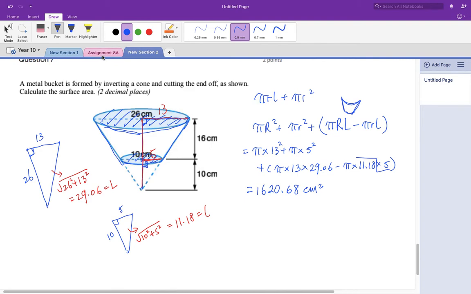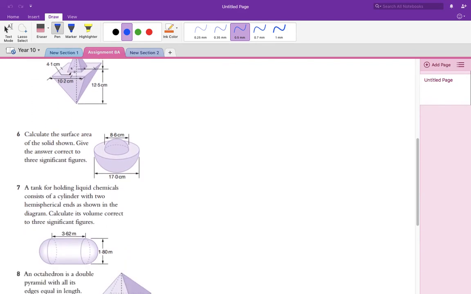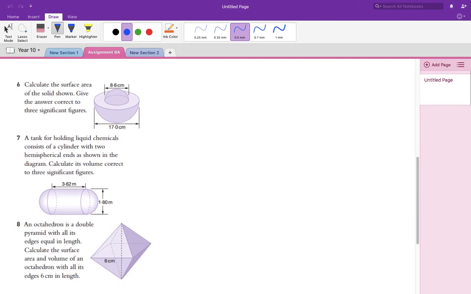And let's look at just a few questions from assignment 8A. I think, so some of you asked me how to do question 6. For question 6, you have 2 hemispheres plus the ring, right? For the 2 hemispheres, it's straightforward, 2 pi r squared plus 2 pi r squared. Now, for this shaded area, this is a ring. So you just have to find the area difference between these two circles. And notice the smaller one has a radius 4.3. The large one has a radius 8.5, right?